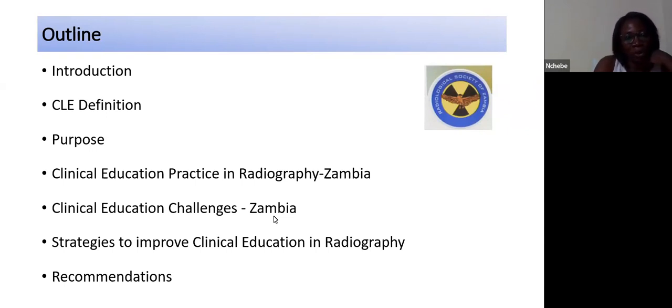And then we're going to look at the strategies to improve the clinical education in radiography, and also have a few recommendations that I will share with you in terms of how we can improve the education of radiographers in Zambia and, let me say, in Southern Africa.